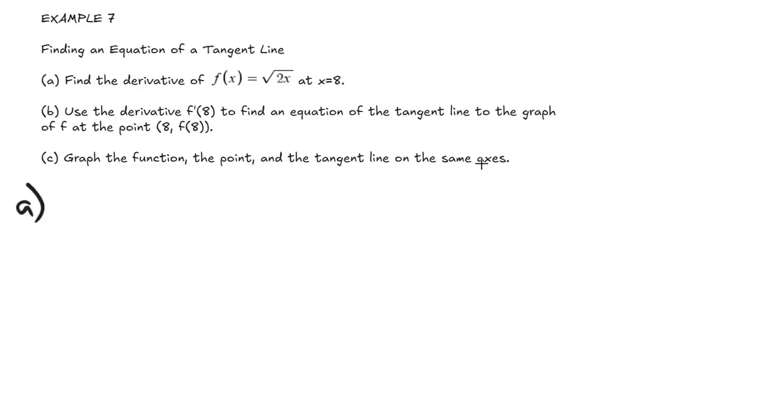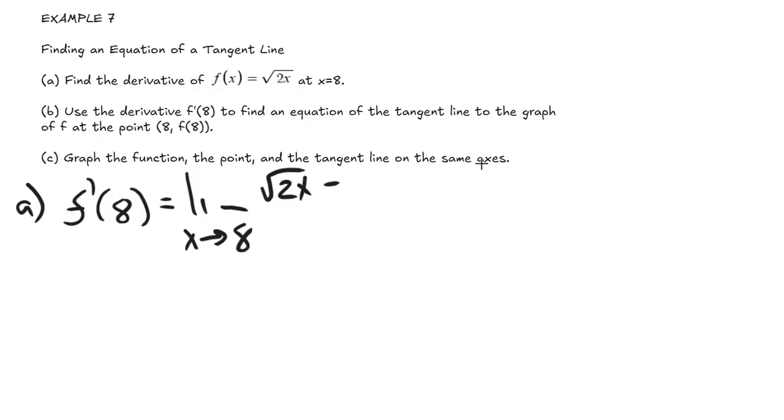For part A, when it says find the derivative of f at x equals 8, the notation would be f prime of 8. It's important to write that and then use the limit definition there. Limit as x approaches 8 of root 2x minus f of 8. If you plug 8 in, you would have square root of 2 times 8, or 16, which is 4, all over x minus 8. Now you can't cancel anything here, but we can simplify this by multiplying by the conjugate.